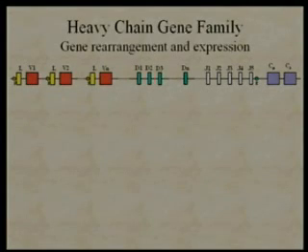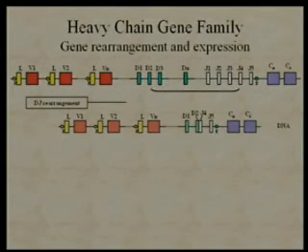Okay, so what happens is you get DNA rearrangement. And the first rearrangement that occurs is one of these 15 or so D gene segments is brought next to one of the 4 or 5 J gene segments. And again, it's random which ones go. So sometimes you're going to get D1 with J1, sometimes D1 with J2. You get all possible combinations in the B cell populations.